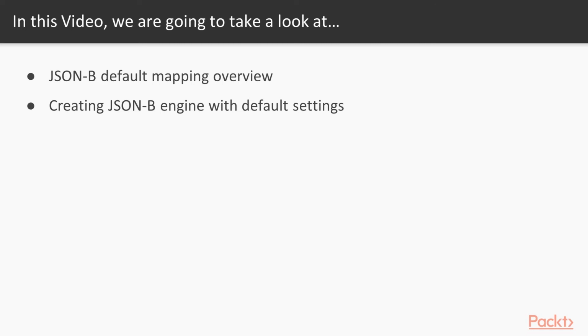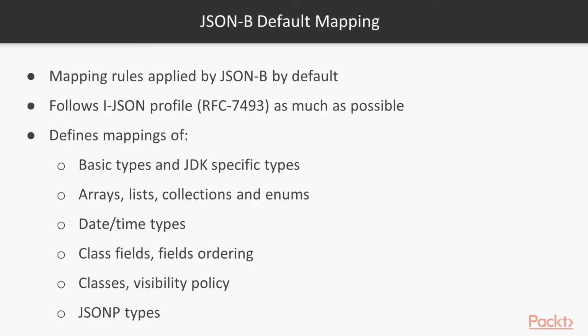In this video, I'll explain what default mapping is, what its scope is, and how to create a JSON-B engine with default settings. The first question that comes up is, what is default mapping? It's a set of rules used by the JSON-B engine by default. By default means that the engine is created without any configuration passed and no customization annotations defined on classes.